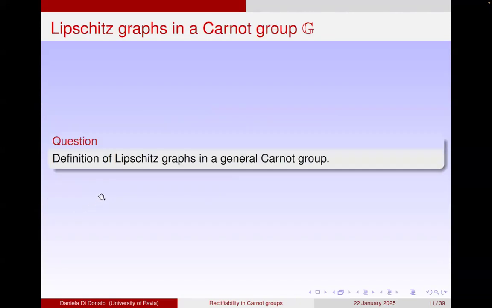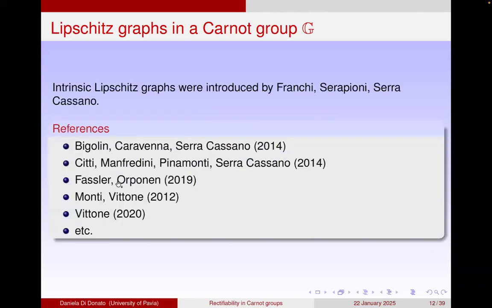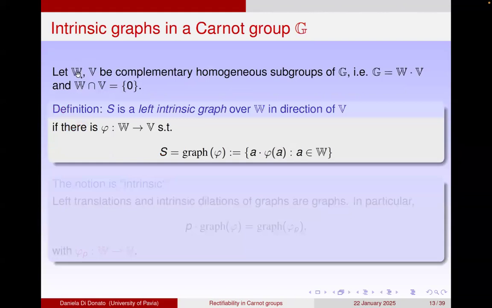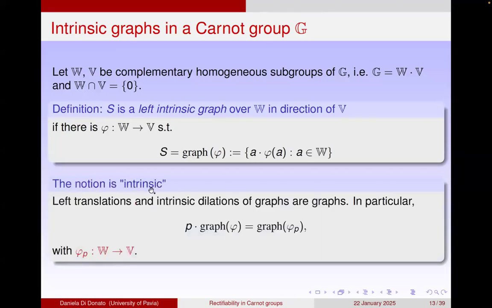I start by recalling the definition of intrinsic Lipschitz graph. This notion was introduced by Franchi, Serapioni, and Serra Cassano, first in the context of the Heisenberg group and then generalized to Carnot groups. The first ingredient is the intrinsic graph. Let W and V be two complementary homogeneous subgroups of G, that means their product is equal to G and their intersection is equal to 0. Homogeneous means that it is closed with respect to the intrinsic dilation. We say that S is a left intrinsic graph over W in the direction of V, or in short an intrinsic graph, if there exists a map phi from W to V such that S is equal to the set of elements A phi(A), where A belongs to W. This notion is intrinsic, meaning that left translations and intrinsic dilations of graphs are also graphs.